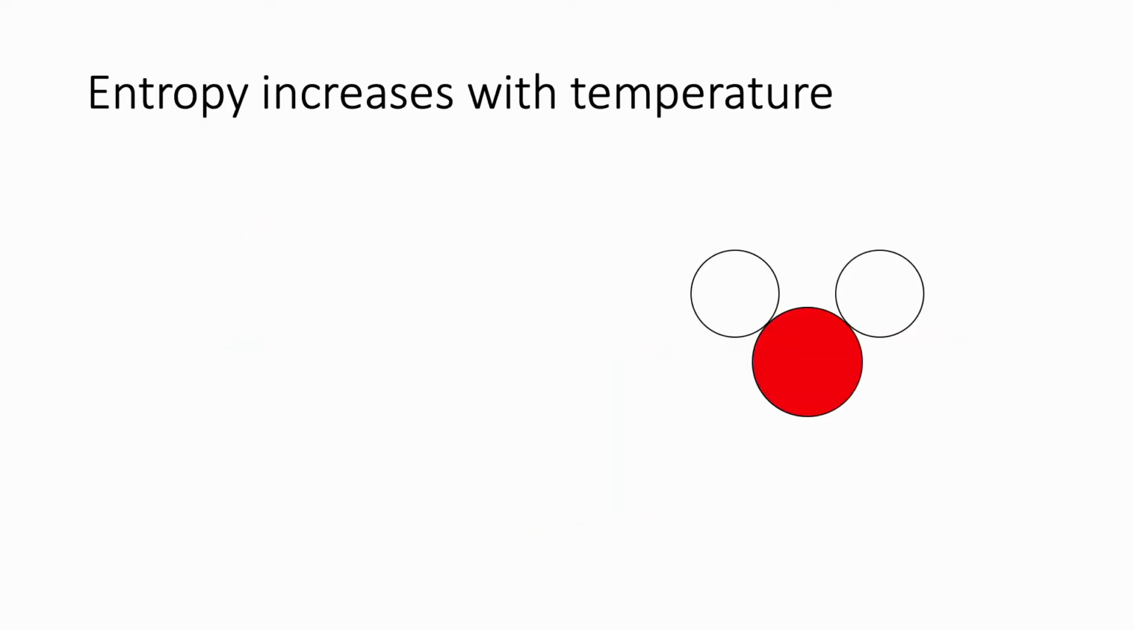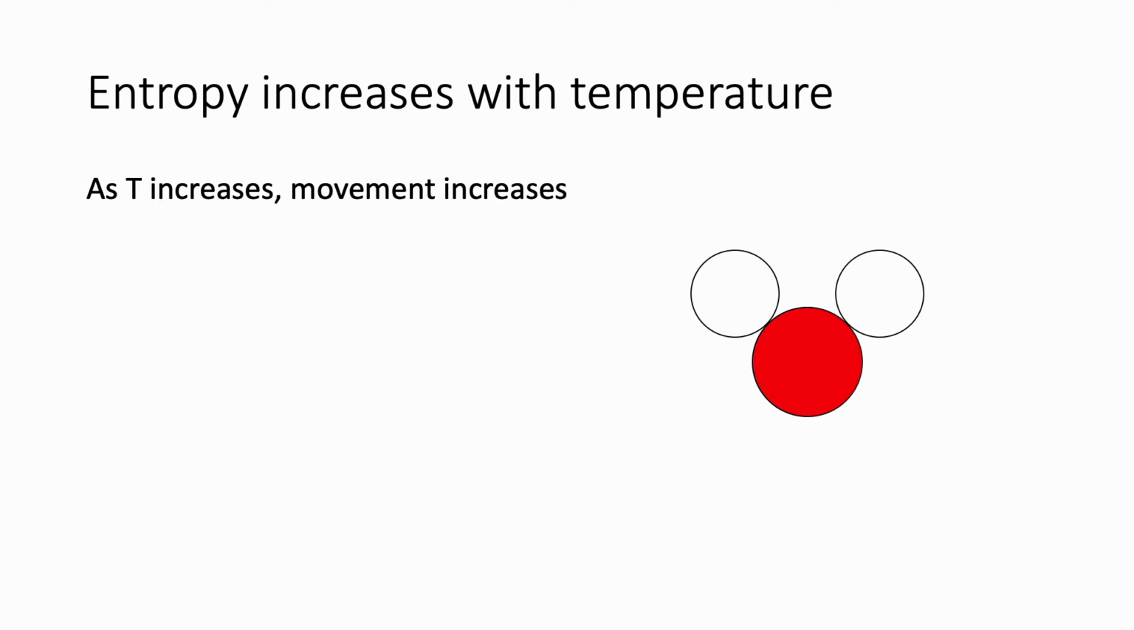We talk about entropy increasing with temperature. Let's think about why that might be. Remember that temperature is a measure of the average kinetic energy. And so as temperature increases, the movement of a molecule increases. And there are many possibilities for how that movement can increase. And often it's a combination of all these different sorts.